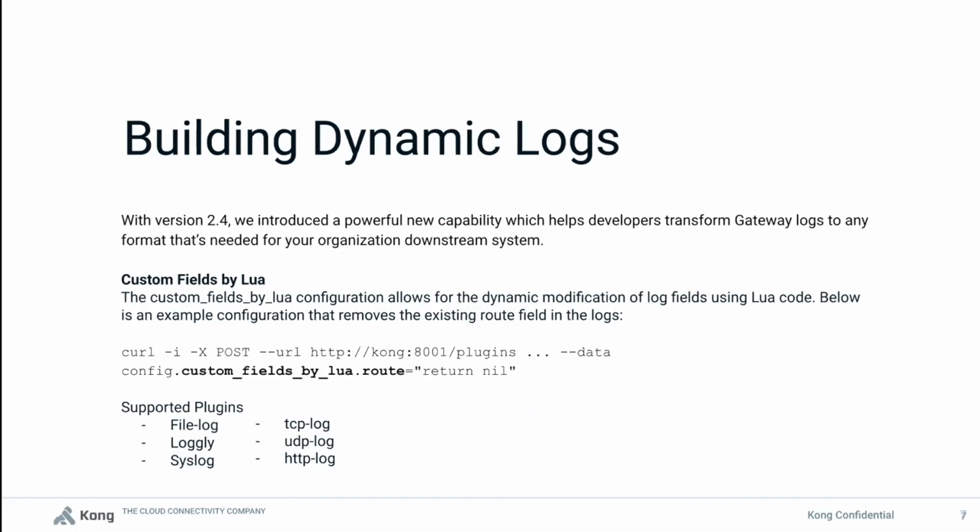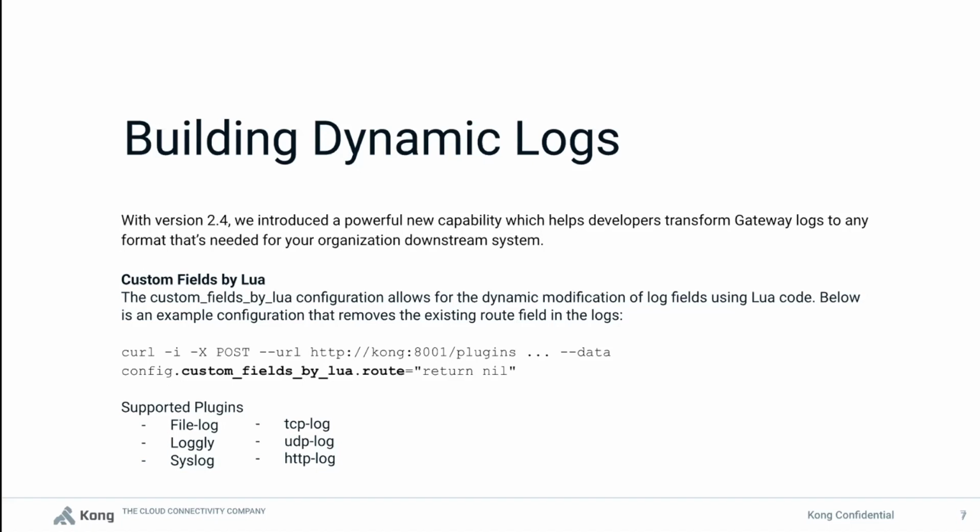And lastly, for the next demo, we have building dynamic logs. This is a new configuration we'd like to show you, used for dynamically formatting logs in the gateway itself. With our version 2.4, we introduced a powerful new capability which helps developers transform gateway logs into any format that's needed. Whether you're capturing, indexing, or correlating logs for use in your organization's downstream systems, take Elasticsearch for example, you as a developer can now format logs easily using Lua code, which we'll show.